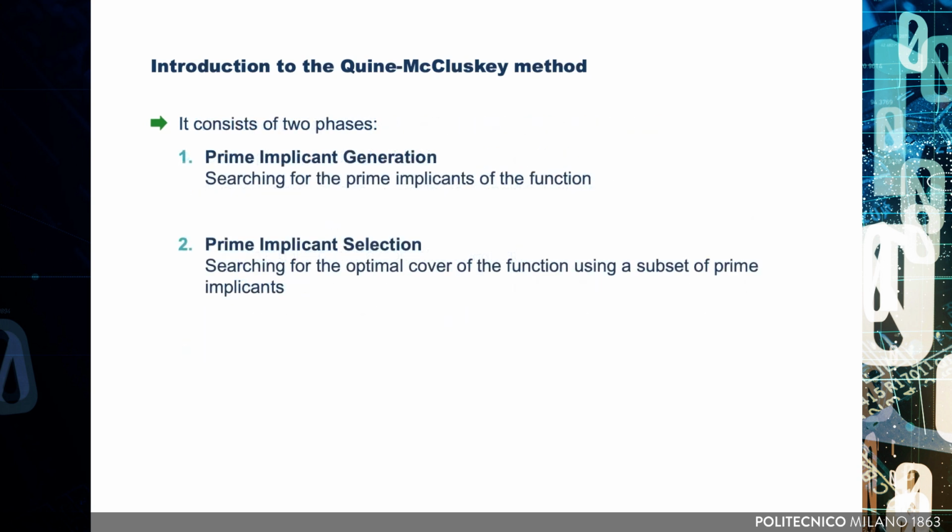The Quine-McCluskey method, like Karnaugh's method, consists of 2 main phases: prime implicant generation, during which all the prime implicants of the function are systematically derived, and prime implicant selection, in which a minimal set of prime implicants is chosen to cover all the ones in the onset, and thus to form a complete and optimized representation of the function.